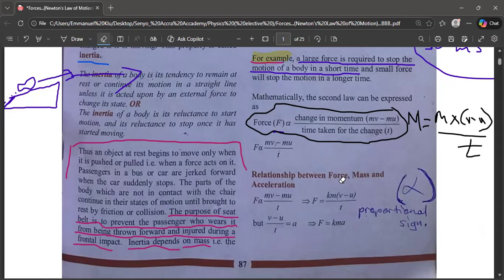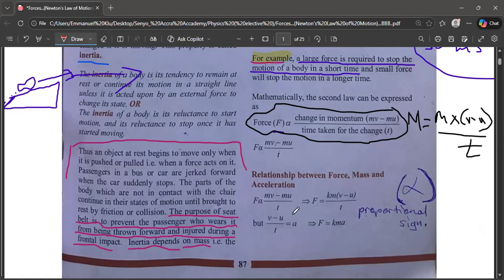So the relationship between force, mass, and acceleration, we want to look at the relationship between what? Force, mass, and acceleration. I believe you have heard of force, right? You have also heard of mass, and you have also heard of acceleration. So we want to know the relationship between them. We want to know whether they are brothers, cousins, nephews. We are curious. So due to that, we are going to find a way to establish a formula that we can use to make life easier.